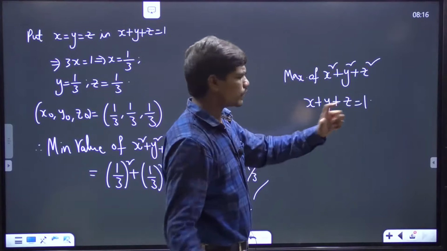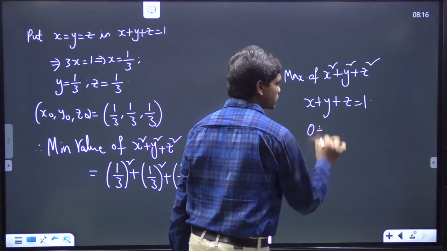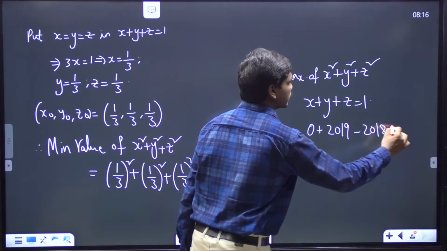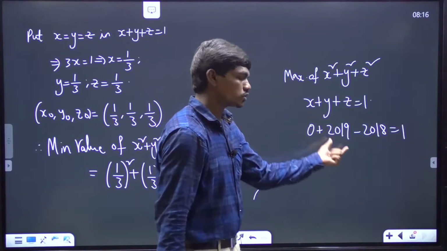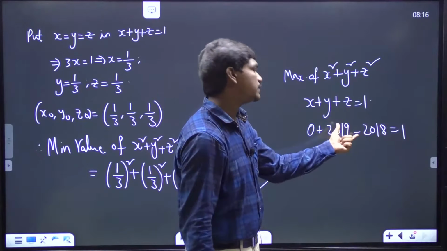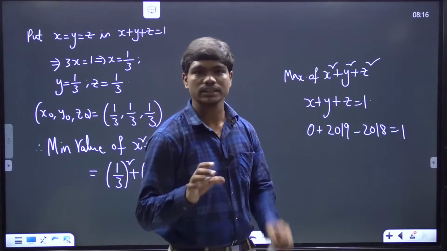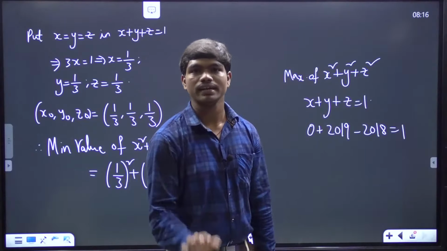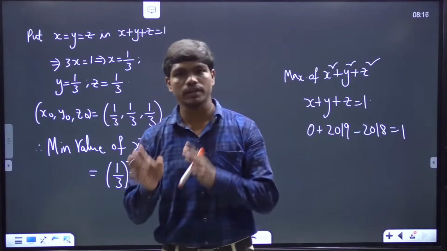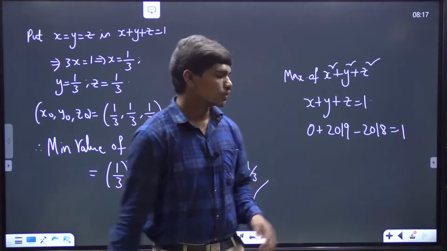Now see, I can choose very huge numbers where this equation gets satisfied. For example, if my x is equal to 0, then y is equal to 2019 and z is equal to minus 2018. Then the variables are 0, 2019, minus 2018. All of them satisfy this equation, and if you substitute here, the value keeps on increasing, which means this function only has a finite minimum value but not a finite maximum value. Okay, so in this case, we can apply this method of Lagrange's multipliers to functions which have only either a maximum or a minimum but not both. Okay. So this is one such question.